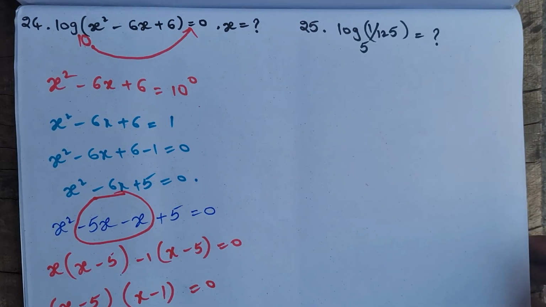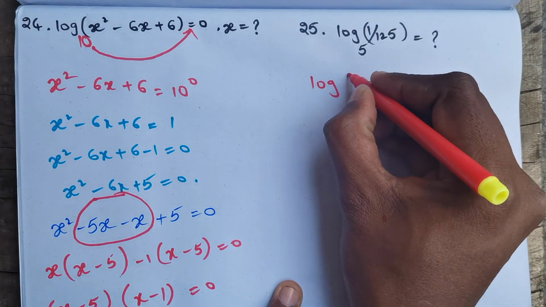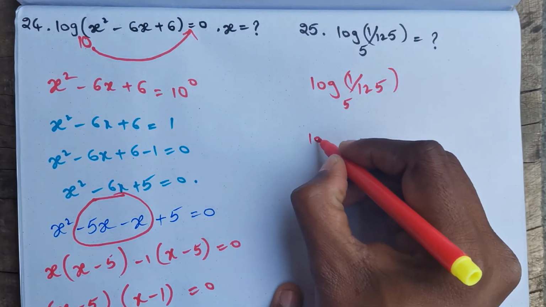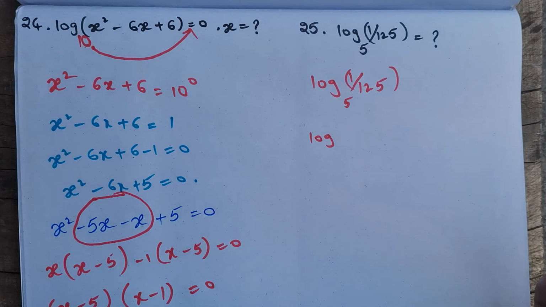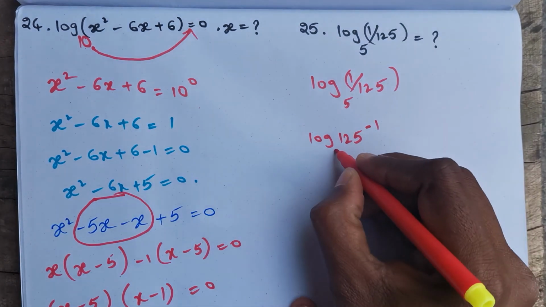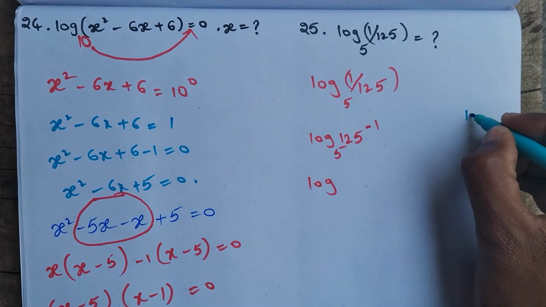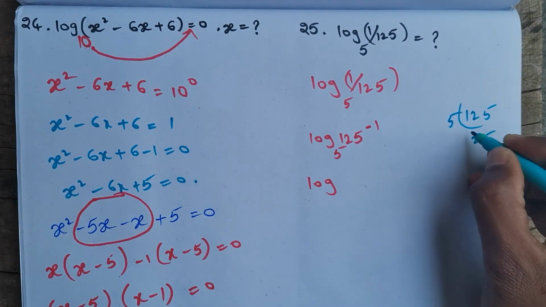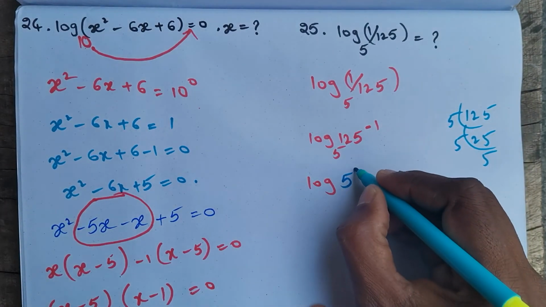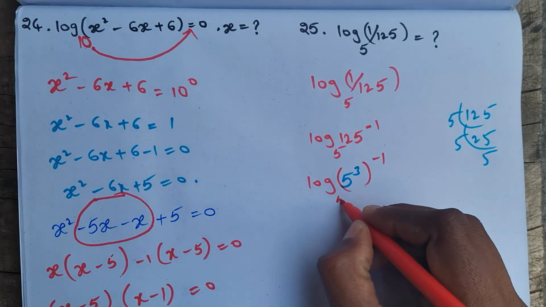Value of log 1 by 125 base 5. Log 1 by 125 base 5 is there. Log 1 by 125 is in the form of a reciprocal. So if we write it correctly, 125 power minus 1 with the base 5. Log 125, do prime factorization. 5 fives are 25, 5 fives are 125, so 1, 2, 3, 5 power 3. 125 is nothing but 5 power 3. Here power minus 1 is already there, so power minus 1 with base 5.